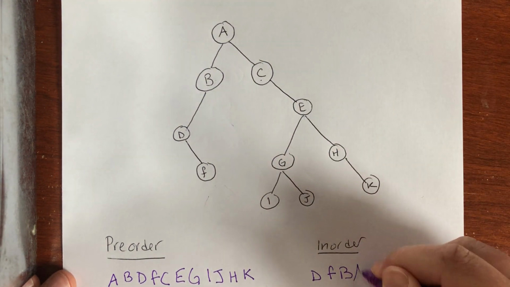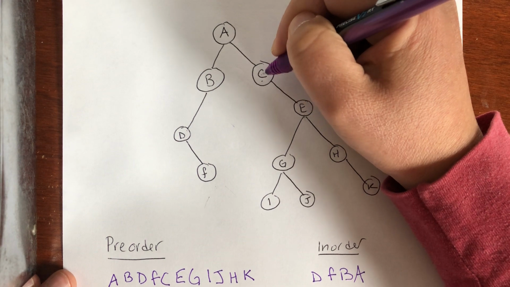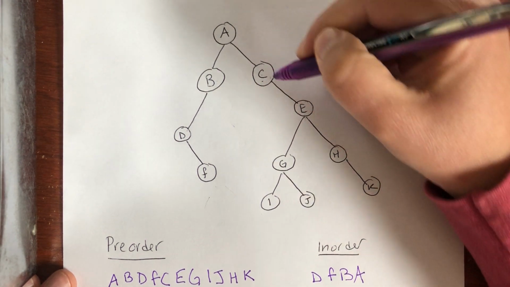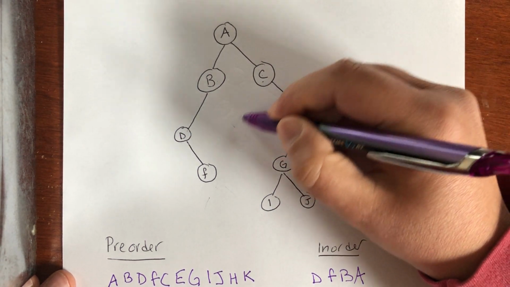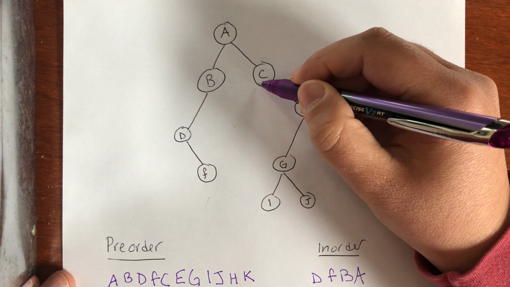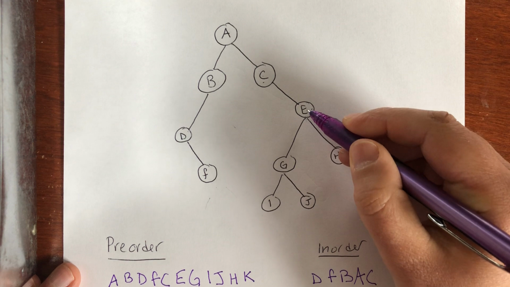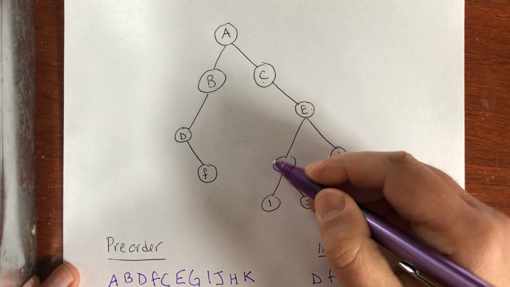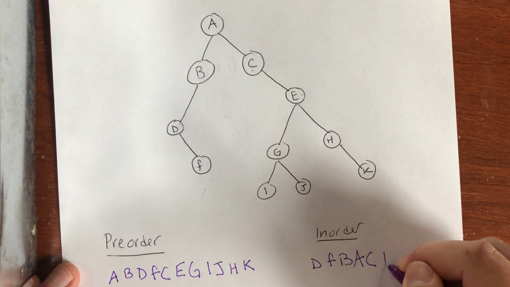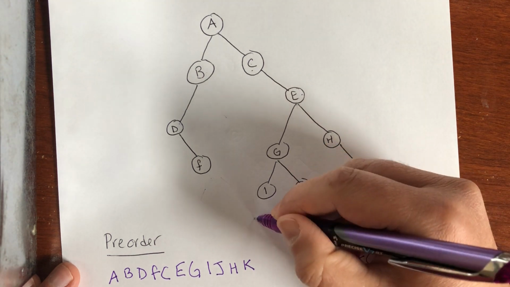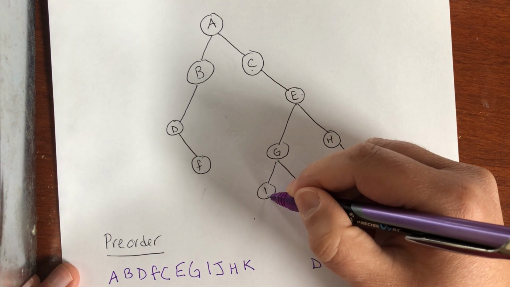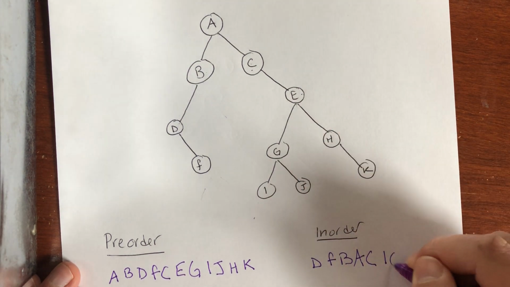I print A, and then I traverse the right subtree. So I start with C. I would go left if I could, but I can't, so now I print C and then go to the right. Now I'm at E. Go left if you can. That brings me down to I. I can't go left, so I print I. Can't go right, so I go back to G.